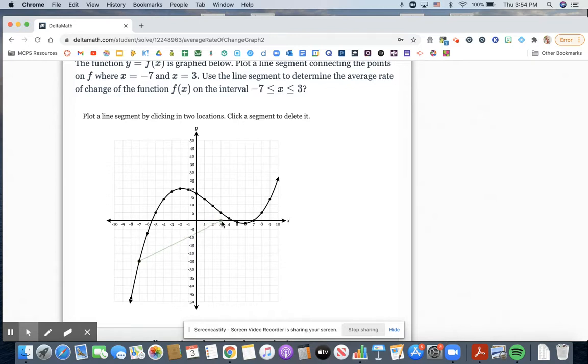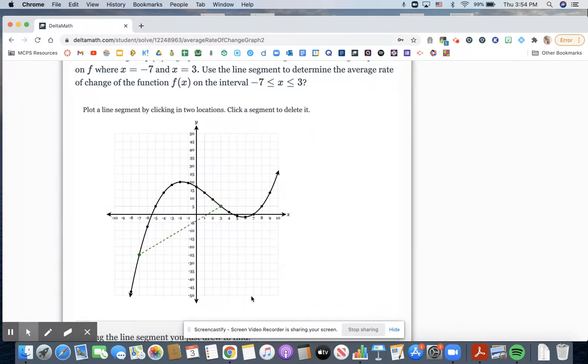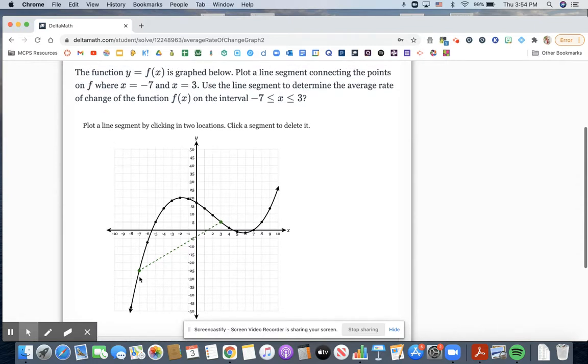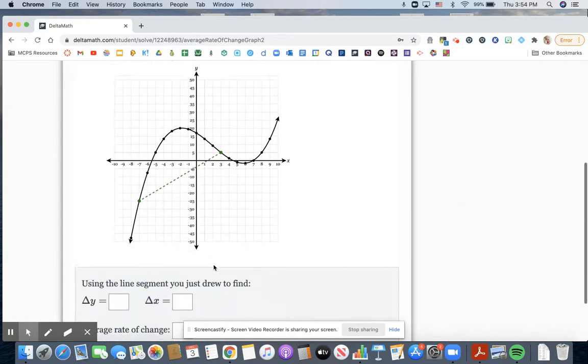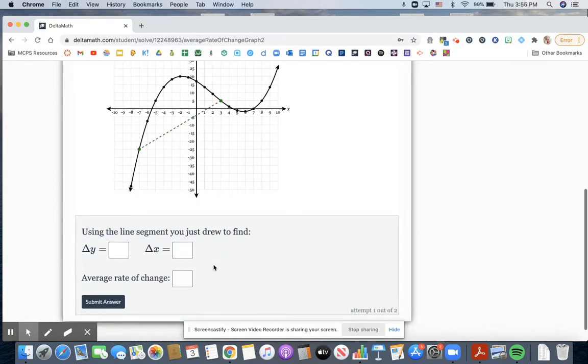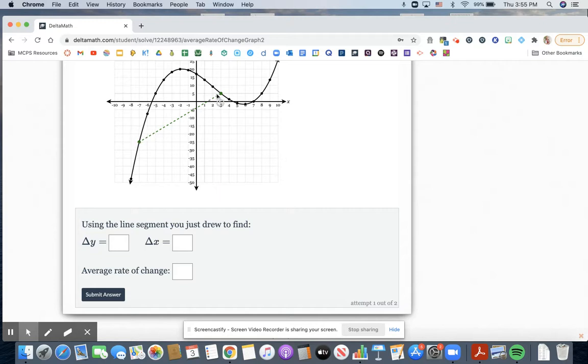Now I'm not going to stop here because this is on the x-axis, but it's not touching my graph. I need it to touch my graph at x equals 3, the curve. So I'm going to plot that here. So now I have a line segment connecting the points on my graph at x equals -7 and x equals 3. Now I need to find how y is changing between these points and how x is changing, and then I'm going to divide them to find the average rate of change.